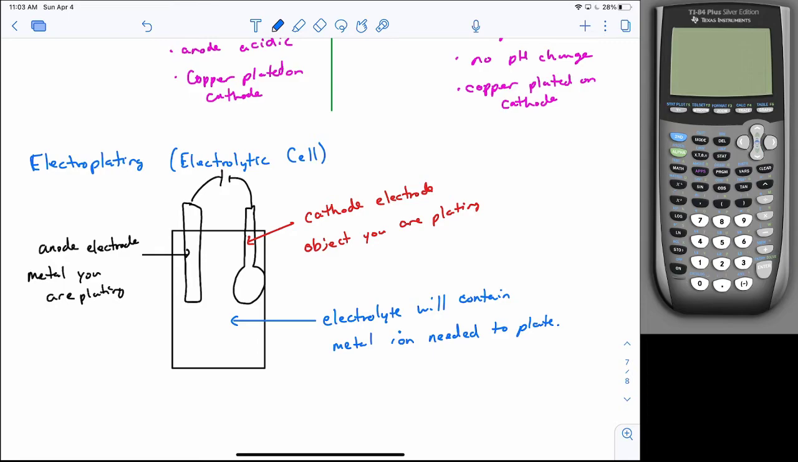Okay, kind of like the video we watched in class on YouTube where he gold plated measuring cups. That was the idea. He had a gold anode. He had a mixture of gold in his solution, and then you had the cups that he plugged into the cathode, which then would cause the metal to plate on those measuring spoons.